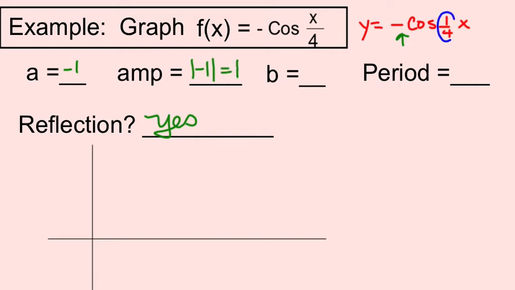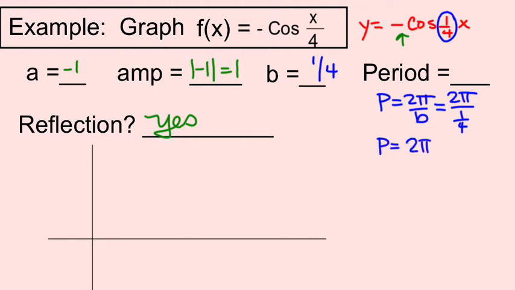The b value is the multiplier in front of the x, which is 1/4. So to find the period, we take 2 pi over b. So we substitute b in, 2 pi over 1/4. And what we have here is a fraction over fraction. So I'm going to keep the 2 pi, change it to multiplication, and flip the 1/4 as 4 over 1. And now I multiply across. 2 times 4 is 8 pi. So now it takes 8 pi for one revolution to occur. Takes longer.